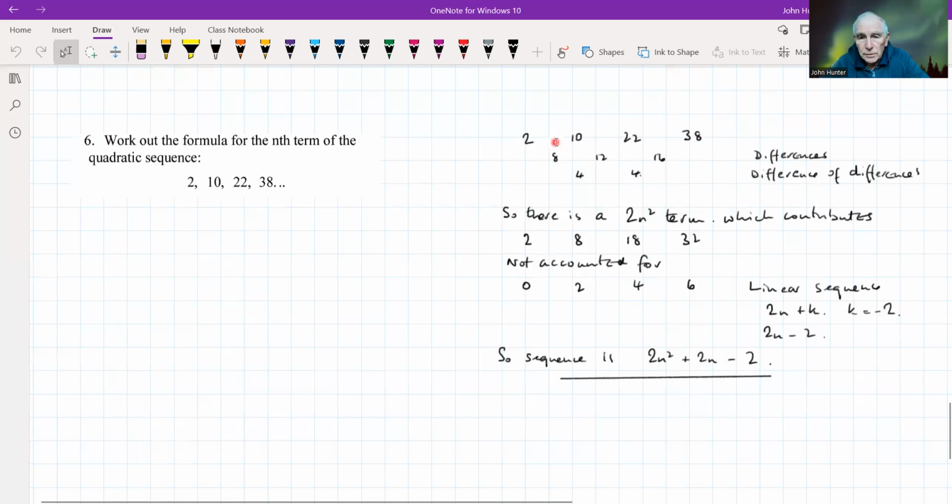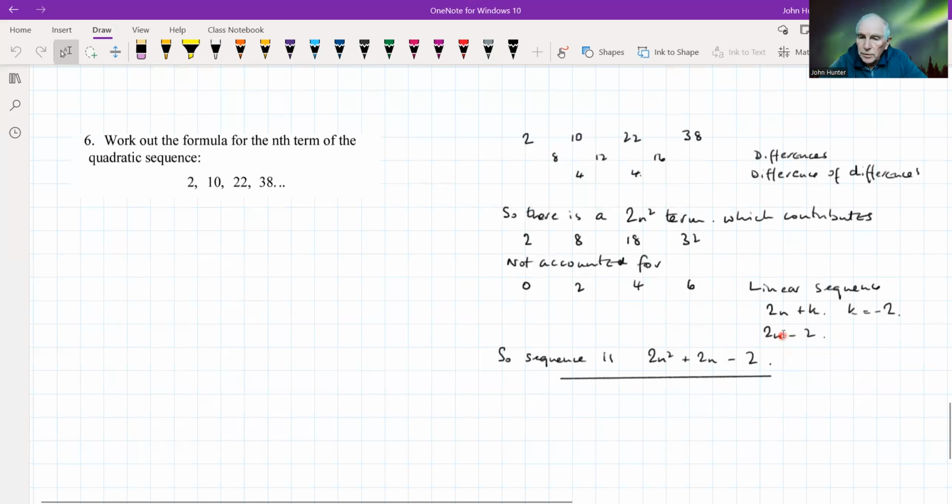Something n plus some constant. Okay, and that linear sequence is this: 0, 2, 4, 6. Pretty straightforward, I think. It's got differences of 2, so we know we've got a 2n there. Okay, so the first term is going to be 0, so we can conclude from there that k is going to be minus 2, so 2n minus 2. Let's just check that for, let's say, the third term. 2 times 3 is 6, minus 2 is 4. That's what the third term is. So we're happy with that.